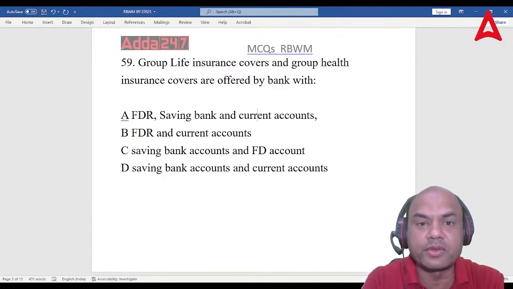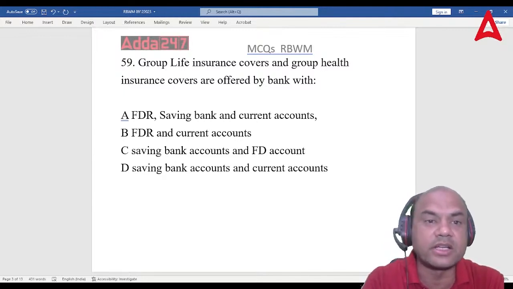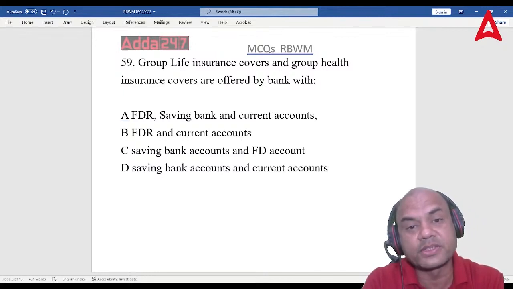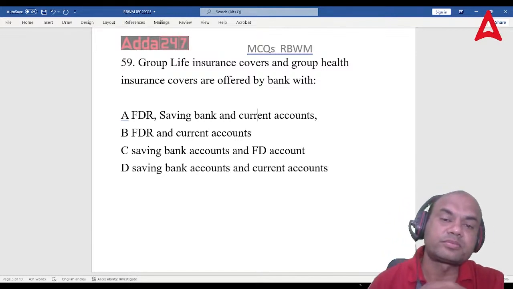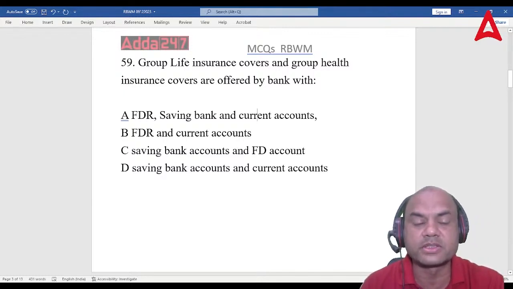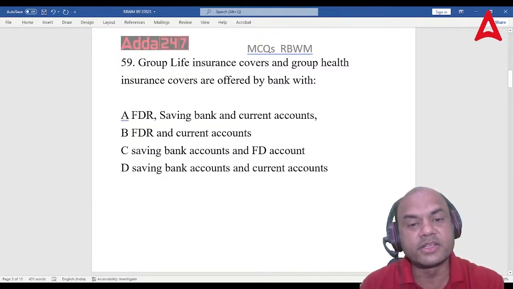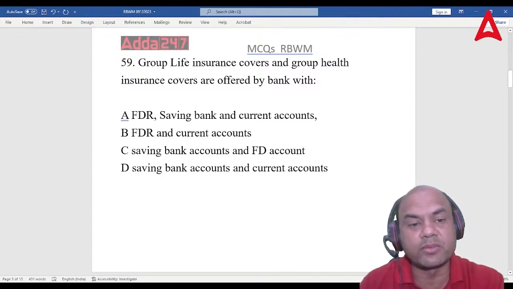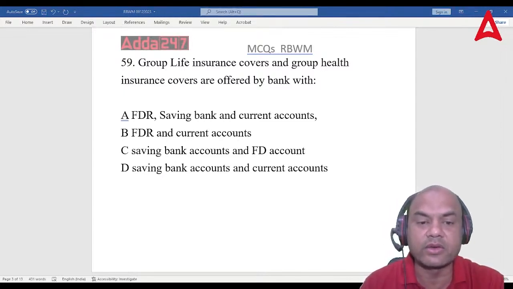You open the savings account with us and you'll get a health insurance, an accident policy, this policy, that policy free. Open the savings, current, FD account with us. So, what is the answer over here? Along with which products do I offer this life insurance and health insurance products? With FDR, savings bank, current account, or only FDR and current account, or only savings and FD account, or savings bank account and current account. So, what can be the answer? A, B, C, or D? Think over it.